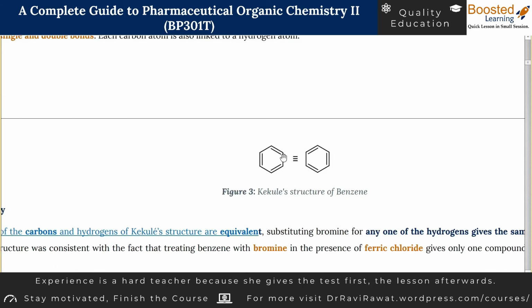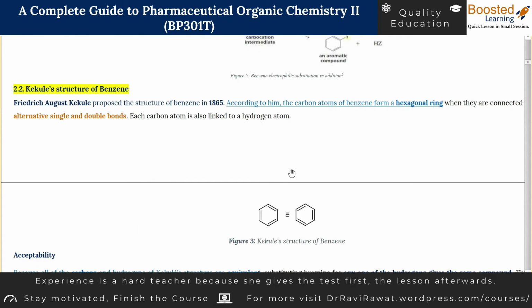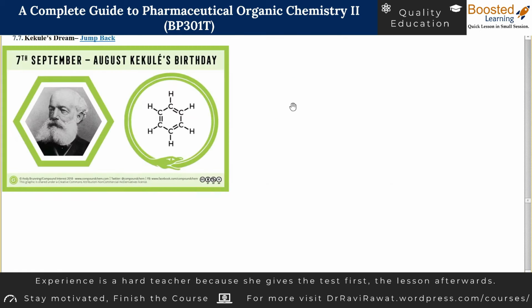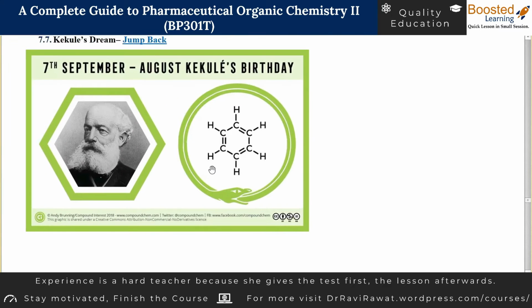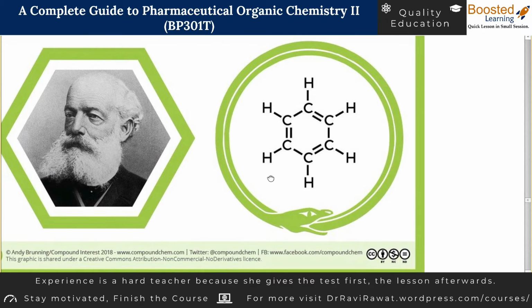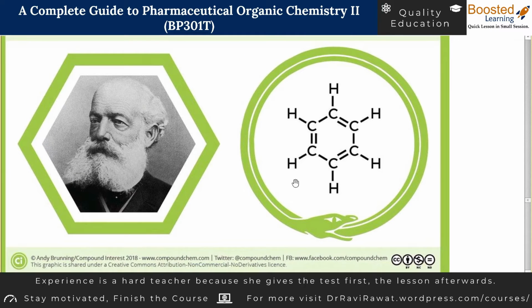Actually, there is a story behind this as well. The structure of benzene came into the mind of Kekule while he was dreaming. He was sleeping and he was dreaming. So he saw a snake eating its own tail. That is how the idea of arranging the carbons in a circle came into the mind of Kekule.